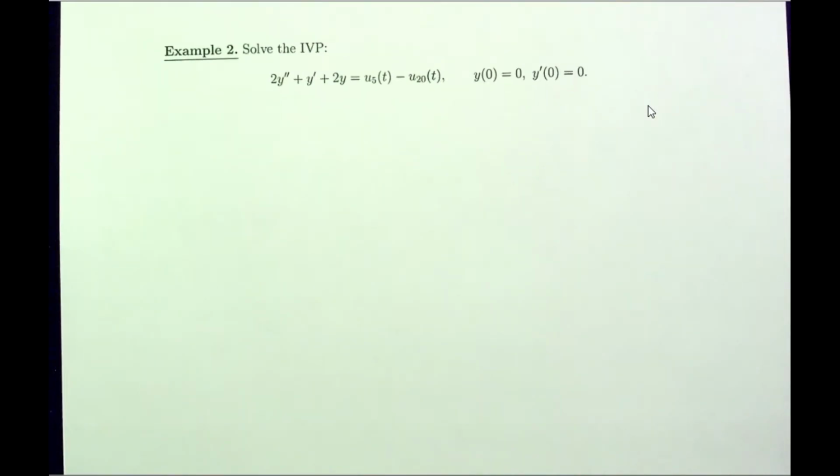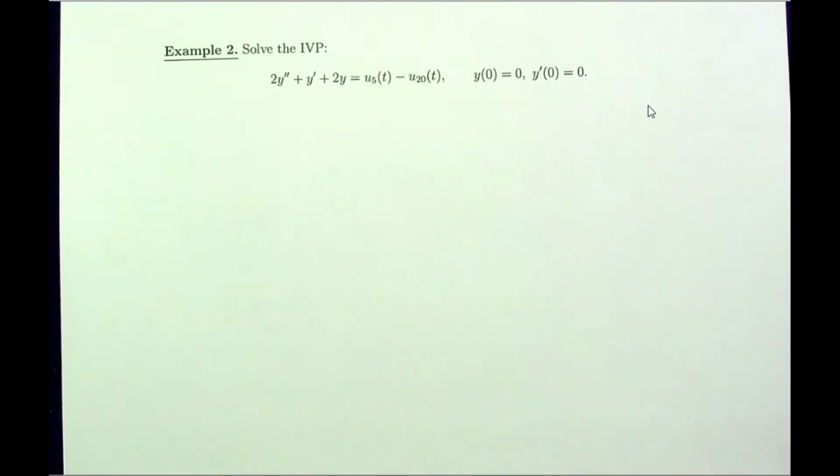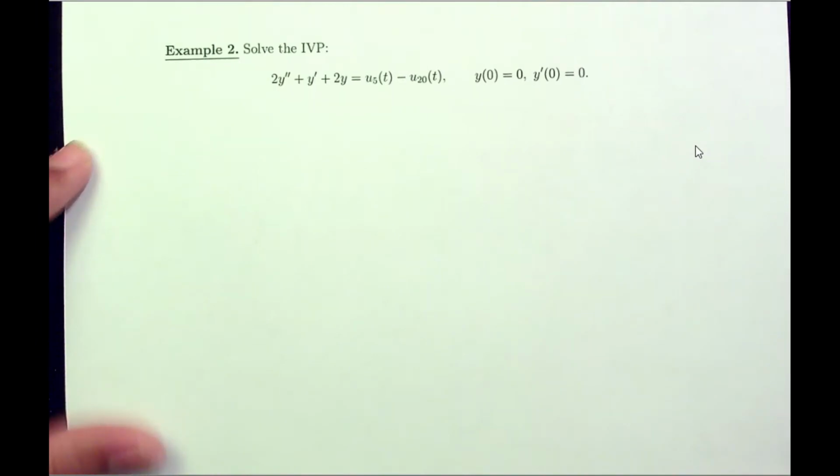Now we're going to do another example, but this time we have two u's in there in the non-homogeneous term. Two u's. Okay, so this is going to make this problem significantly more tedious and complicated. The algebra is going to be far more complicated. But let's see what we get.